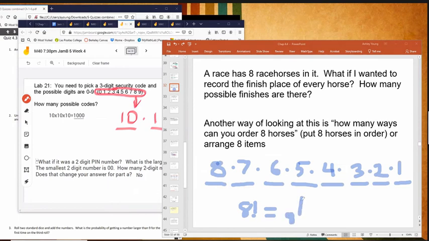I got it. Do that better. That's not going to look good. Undo.